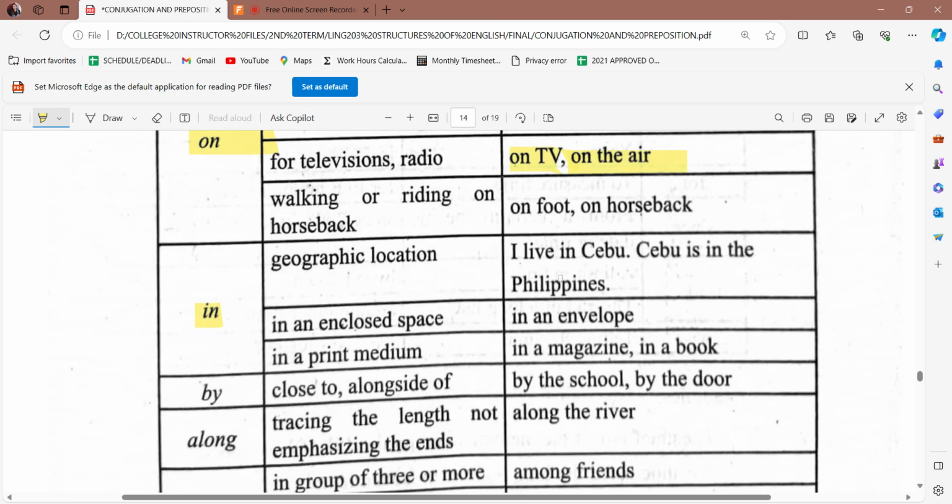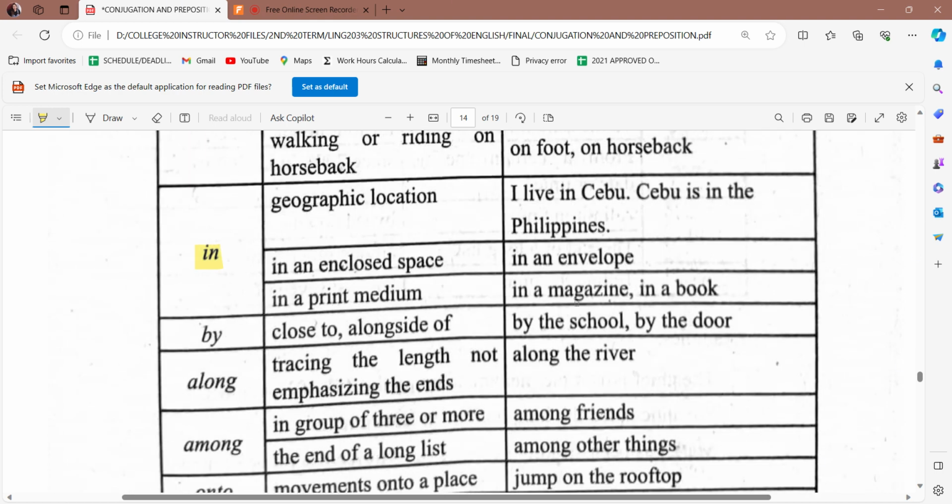While in is just for geographic location, for example, in Butuan City, in Cebu City. You can also have in for an enclosed space, such as in an envelope, or in transportation when you cannot stand inside the vehicle, such as small cars. Say, in the car, I am inside in the car, or in the helicopter. And also in a print medium, in a magazine, or in a book.